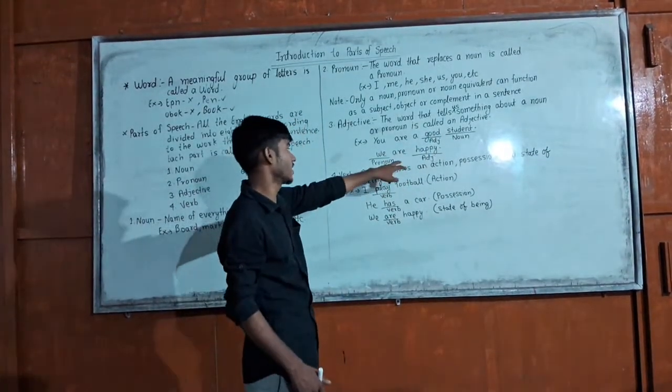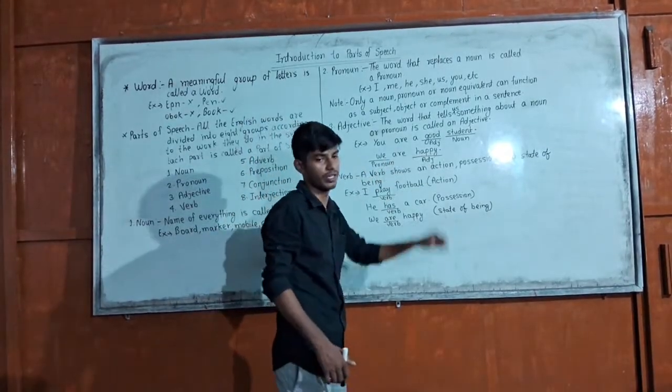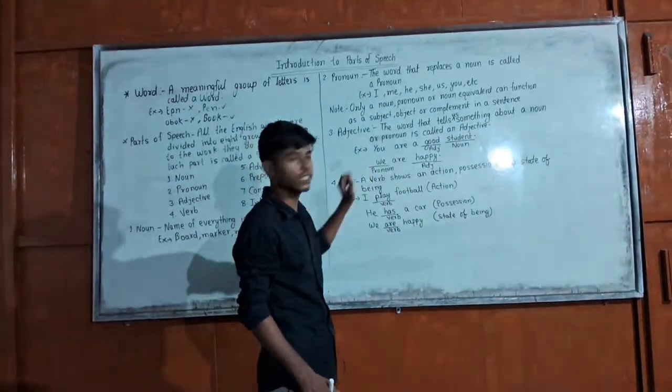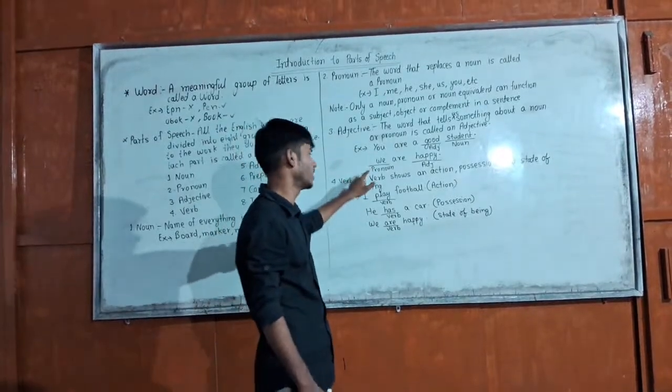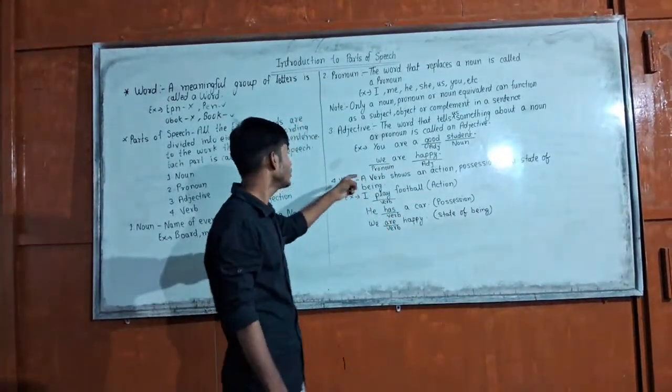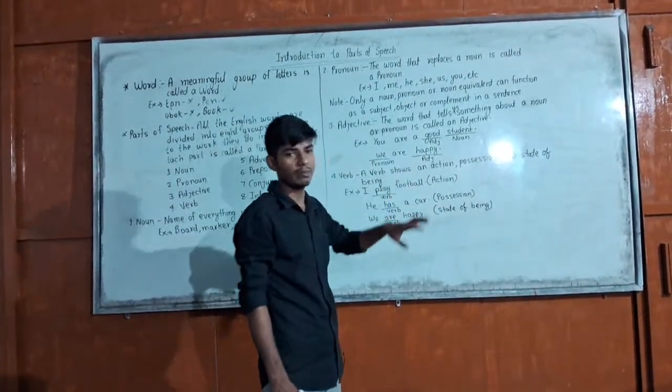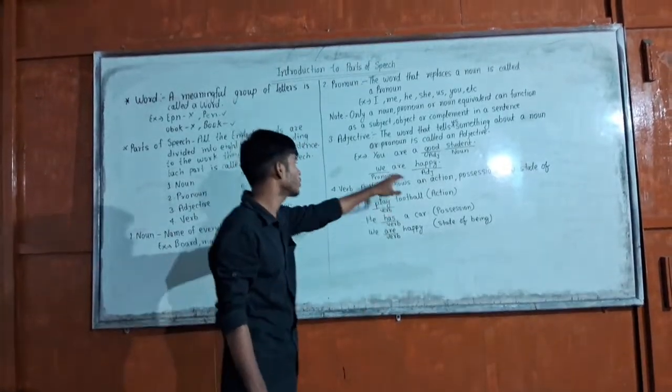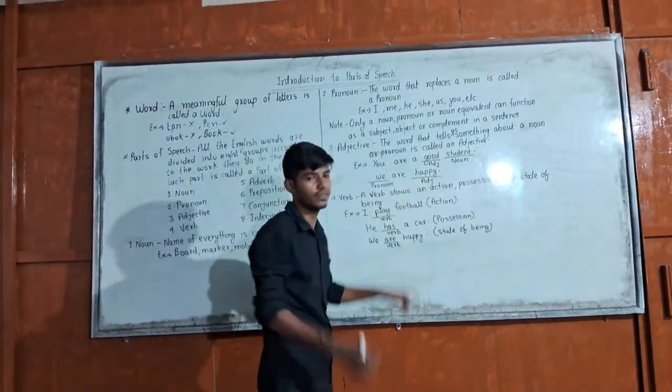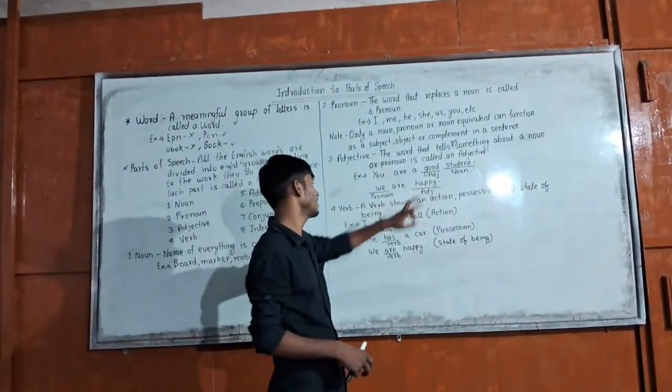Coming to the second sentence, we are happy. Here there is no noun in the sentence, but there is a pronoun in the sentence, that is we. Now, what is we? We are happy. So here, happy is telling us about we, that we are happy. So happy will be an adjective.